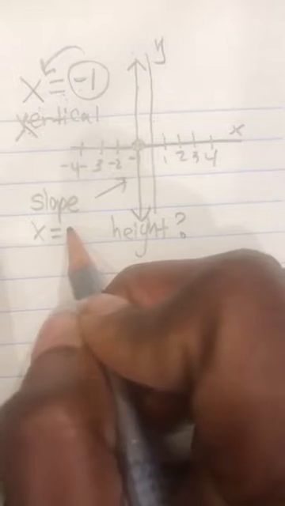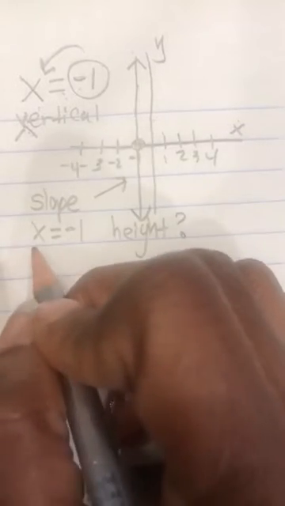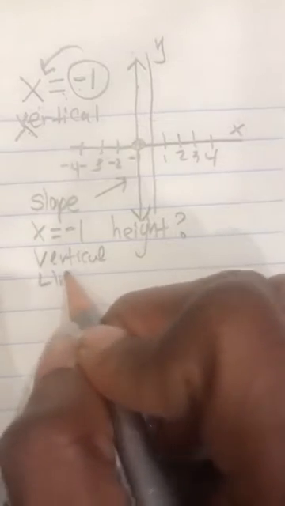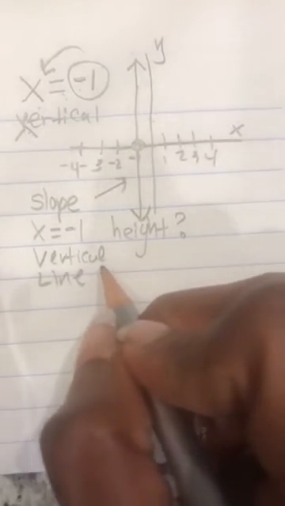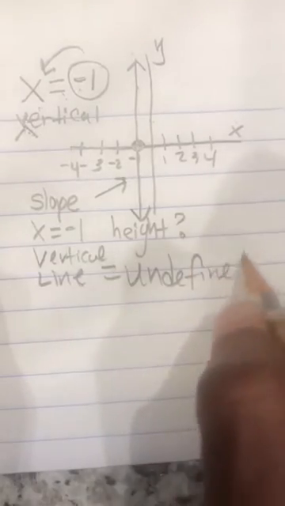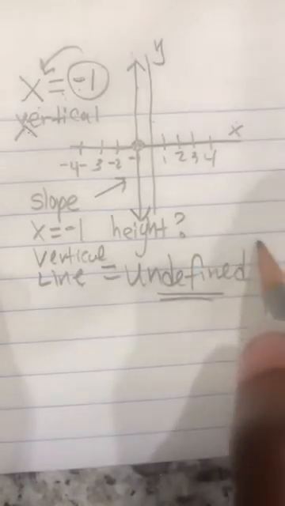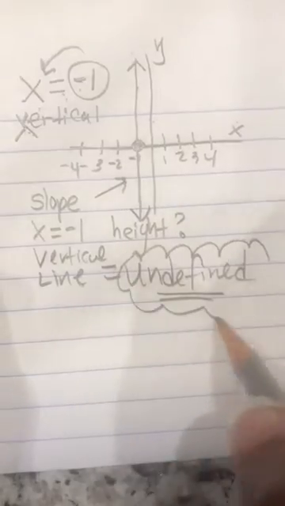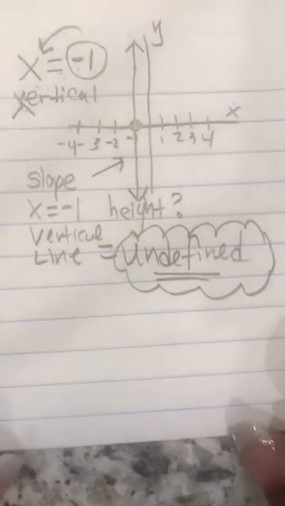So the slope of x equals -1, or the slope of a vertical line, is undefined. That is not the same thing as 0. The slope of a vertical line is undefined.